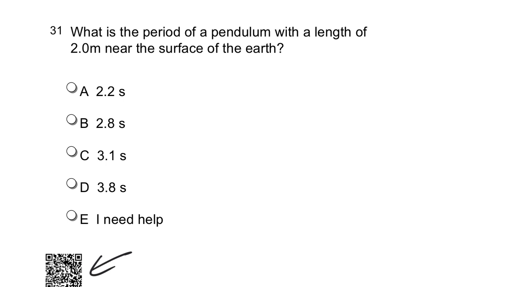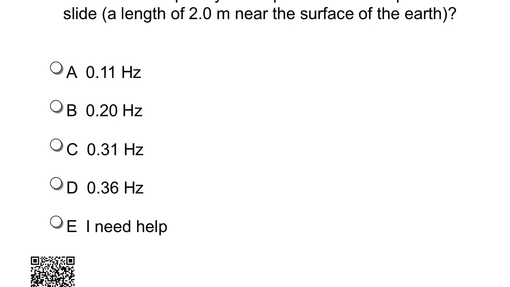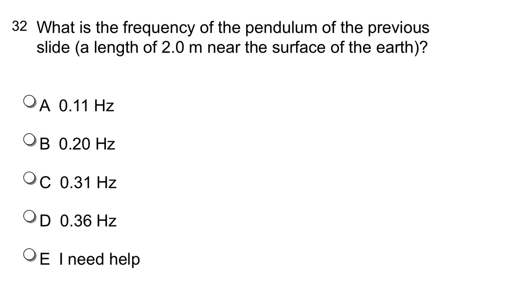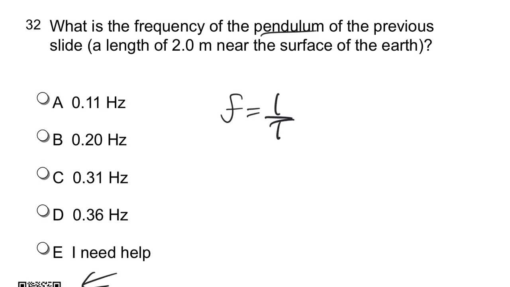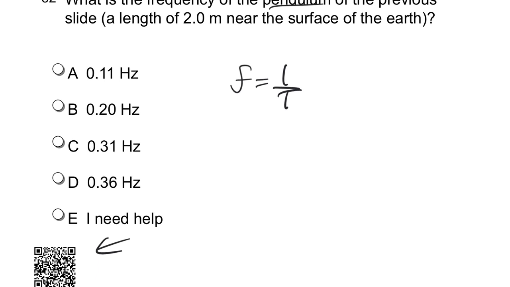Please use the QR code there if you want to solve this one. It's very straightforward. Once you find the period, you can find the frequency. Use the period of a pendulum equation to find that. So again, use that QR code to get the final answer.